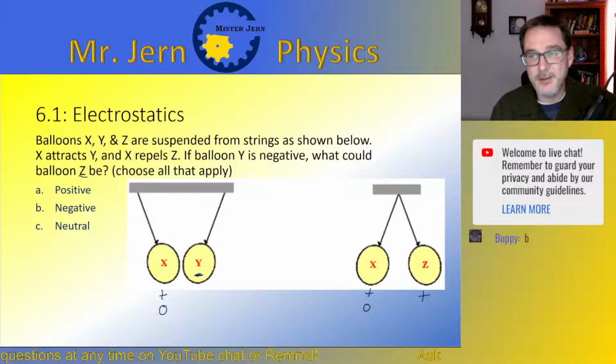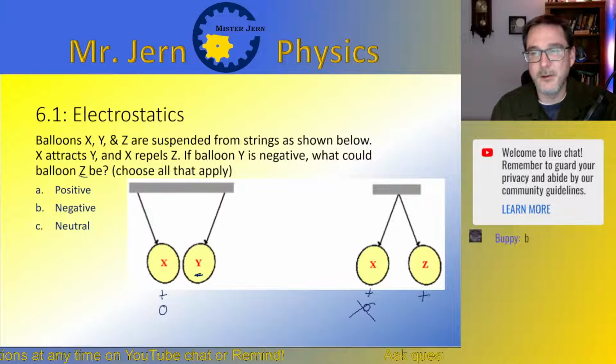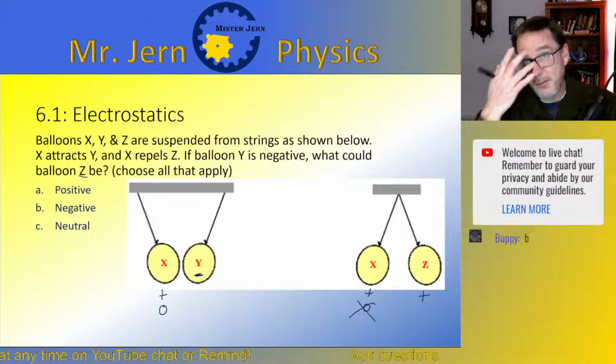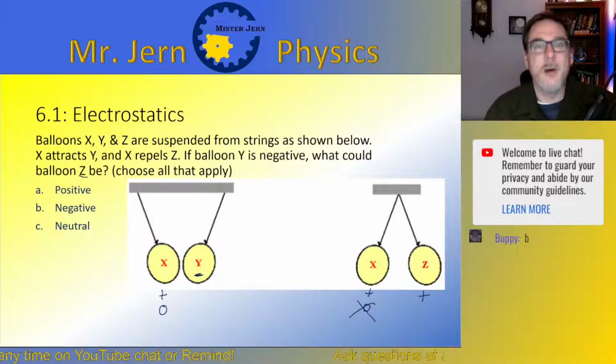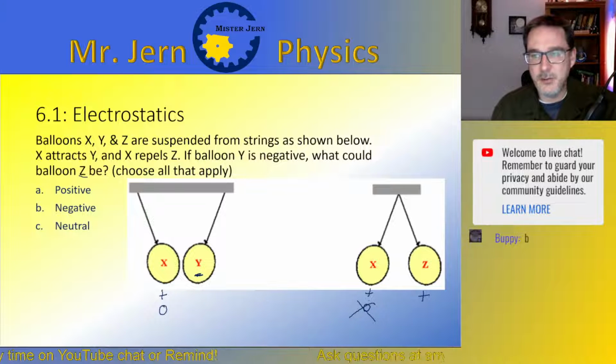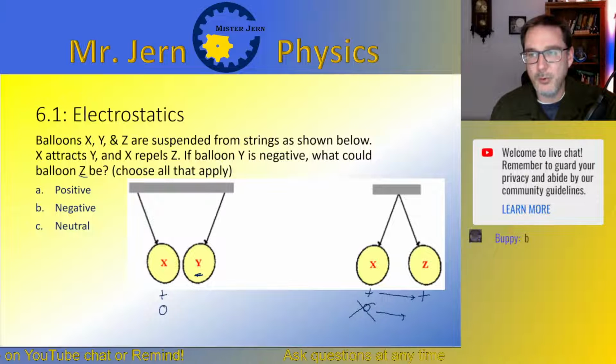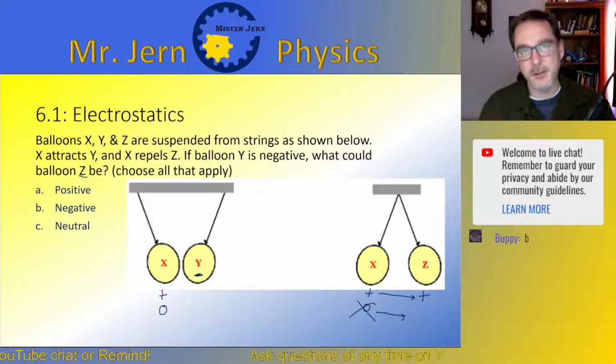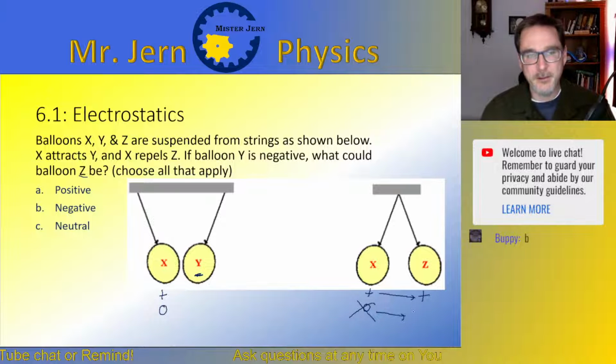And if X is neutral, they wouldn't repel anything. This is not possible. Bottom line is, if you've been having trouble with these balloon things and you keep getting them wrong, write it down. Make sure you do like, all right, if it is positive, then it could be positive. If it's neutral, then what could it be? In this case, it can't be neutral because neutrals don't repel each other. But that's my advice to you, is to write it down.